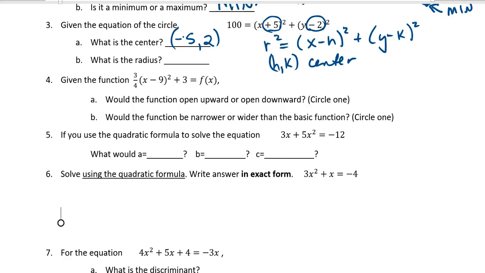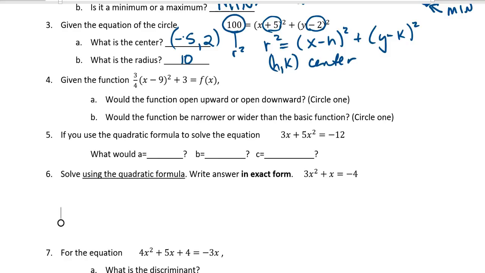Now, our r, we know this is r squared. So our r will be 10. And we know that because a radius is a distance, and so it's always going to be positive. Our next problem gives us a function in vertex form, and it says, will it open upward or downward?